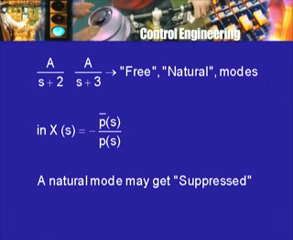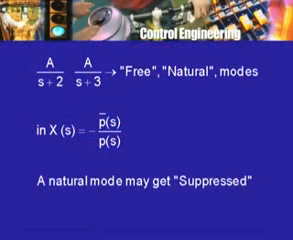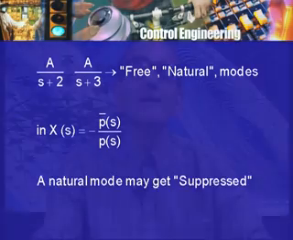The word natural is supposed to tell you that it is under 0 input. So having a non-zero input is in some way unnatural, otherwise there is nothing natural about it. They are as much a part of the system for non-zero and zero inputs. So sometimes the free or natural modes of the response may get suppressed, and that will depend on the particular values of the initial conditions. So this is one thing that can happen.